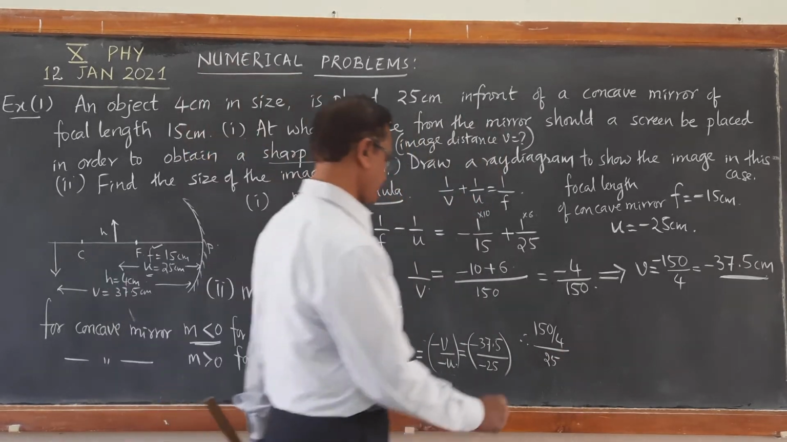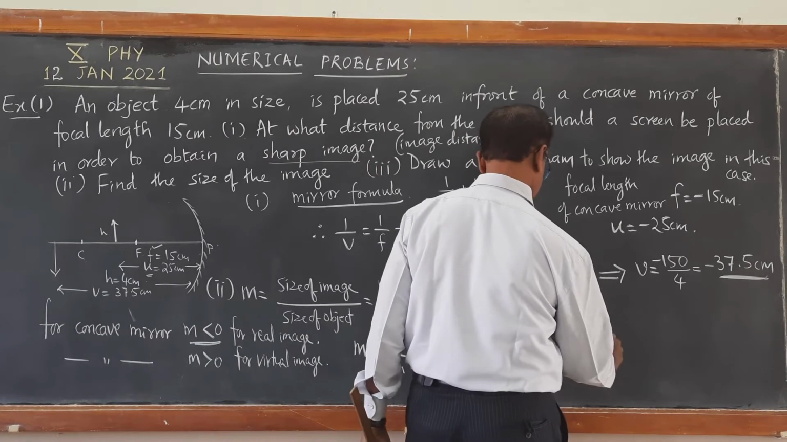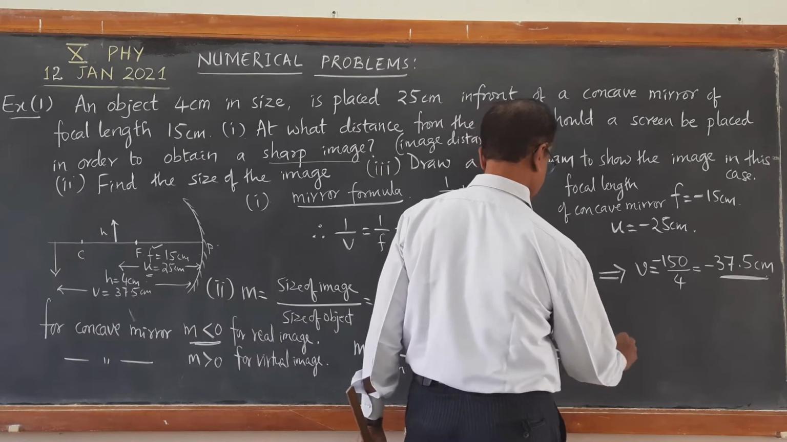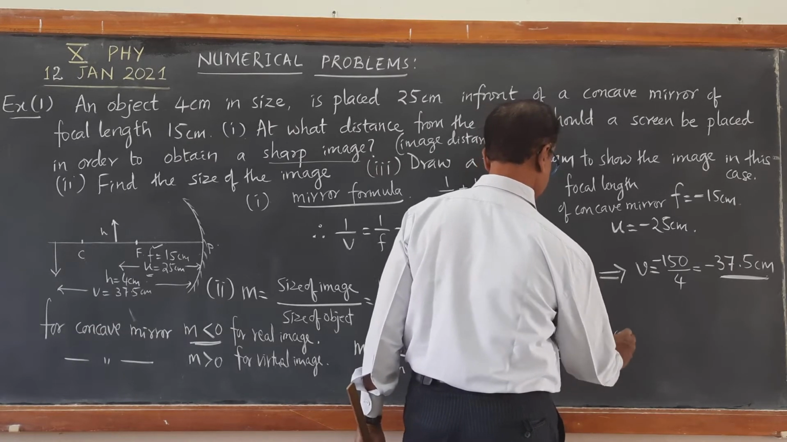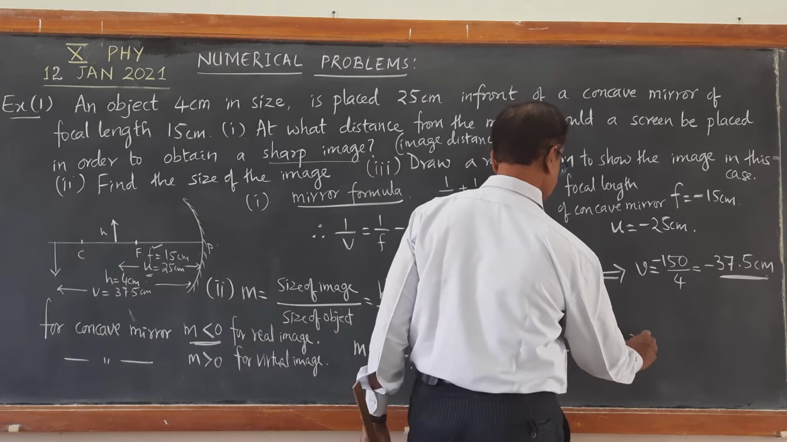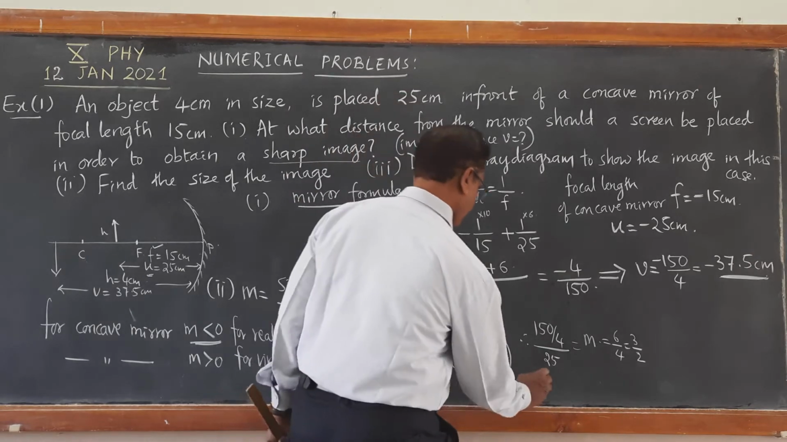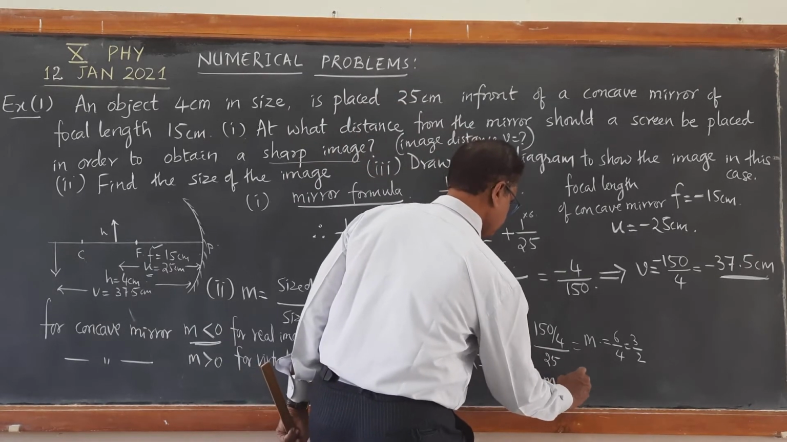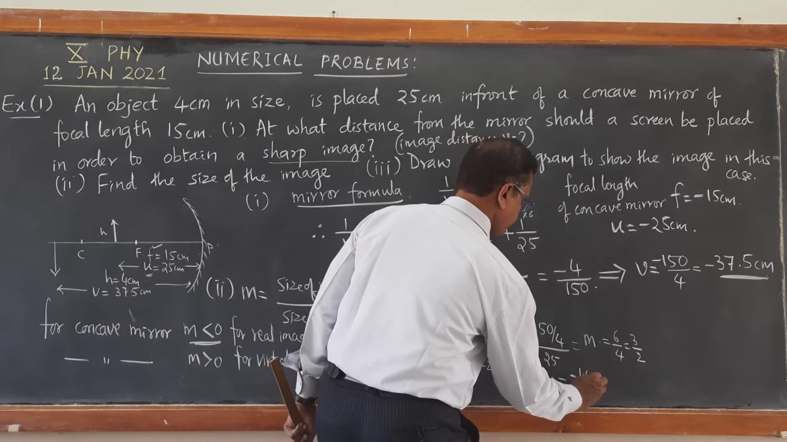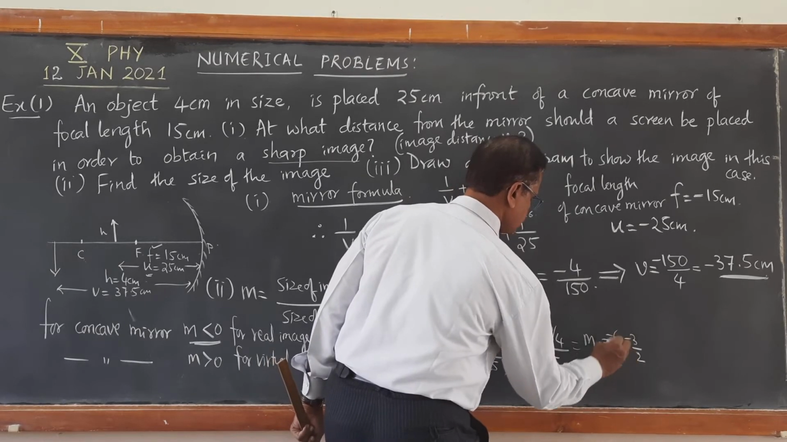So that gives you magnification. 25 ones are 25, 6 are 6. That becomes 6 by 4. That is 3 by 2. So magnification is, therefore, minus 1.5, that is minus 3 by 2.